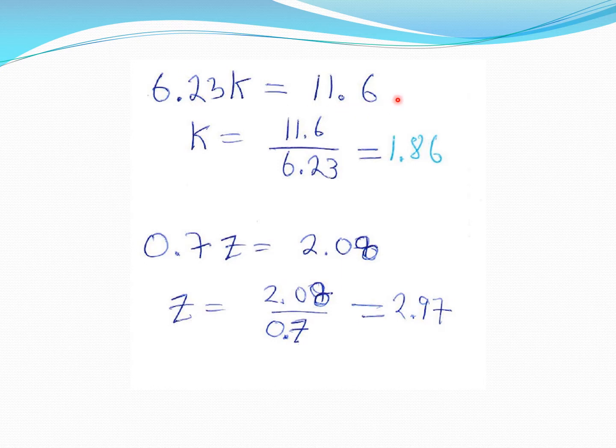6.23k equals 11.6. K equals 11.6 divided by 6.23 equals 1.86. 0.7z equals 2.08. Z equals 2.08 divided by 0.7 equals 2.97.